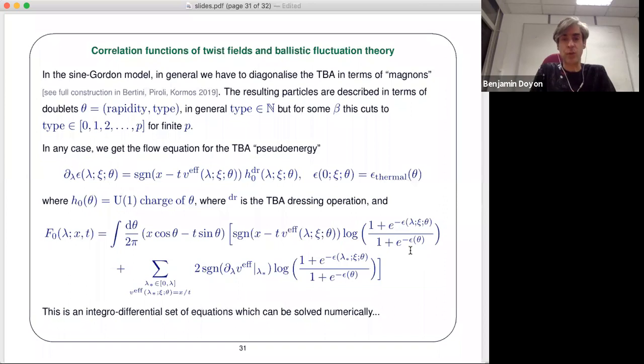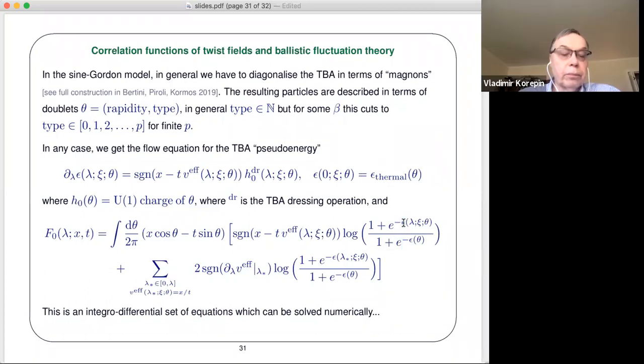So this is the result for the sine-Gordon model, with a few details being hidden, but essentially it's that kind of formula that one has to calculate, to solve. So it's a generalization of the original formula of, again, Kormos and Slavnov that involves the interaction. Yeah. Thank you. Any question?